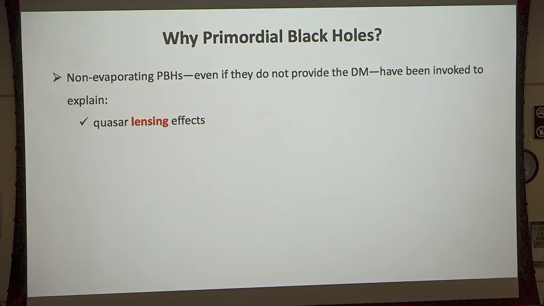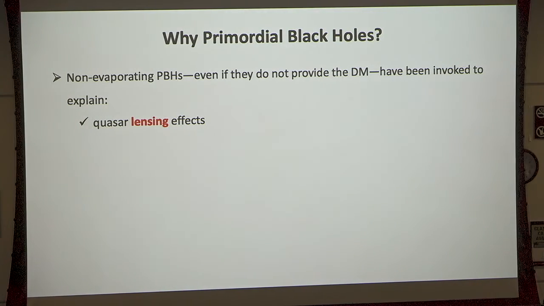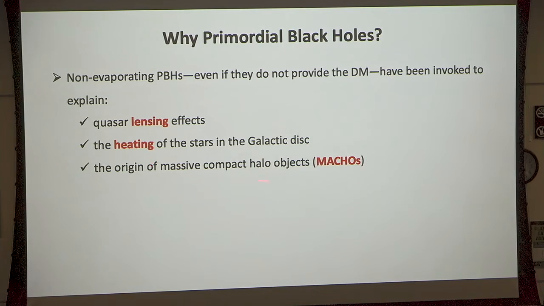However, even if black holes don't evaporate, if they exist, they might play important roles in astrophysical processes. For instance, there are some anomalies in quasar lensing that need point masses of a certain size, and PBH have been invoked to explain that. The heating of stars in the galactic disk might work better if you have large, non-evaporating primordial black holes. There are some unidentified microlensing events that people associate with things called MACHOs, and these MACHOs might actually be primordial black holes.